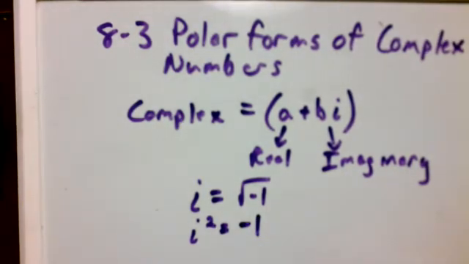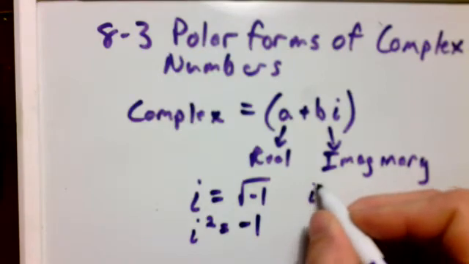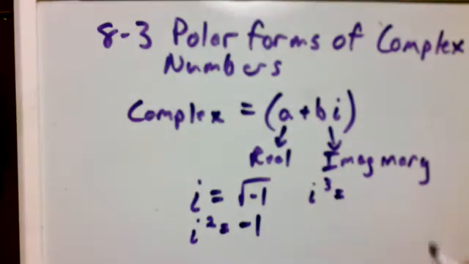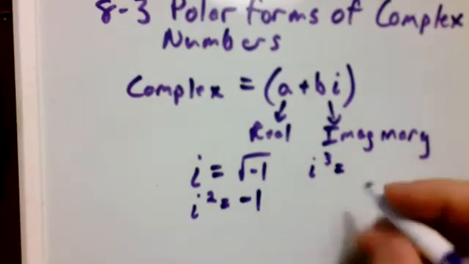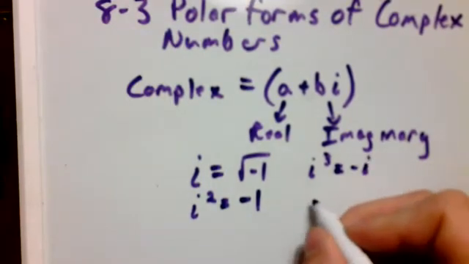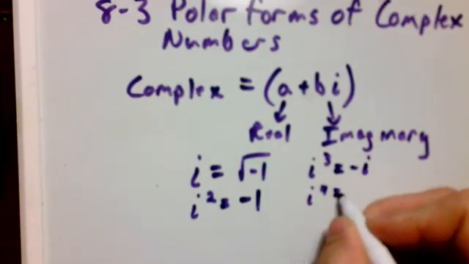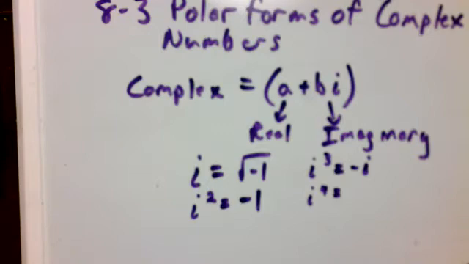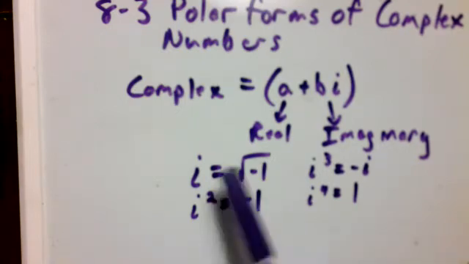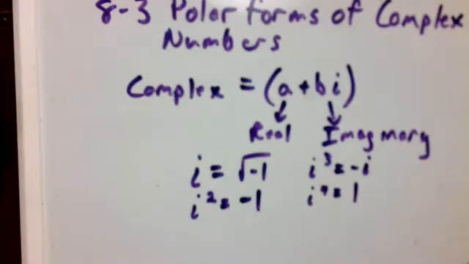Okay. We could actually go a step further. Anybody remember what i to the third is? -i. That would be -i. And then anybody, i to the fourth? Is that just 1? That would just be 1. Now, we won't need all of those, but we'll definitely need these two as we get going here.